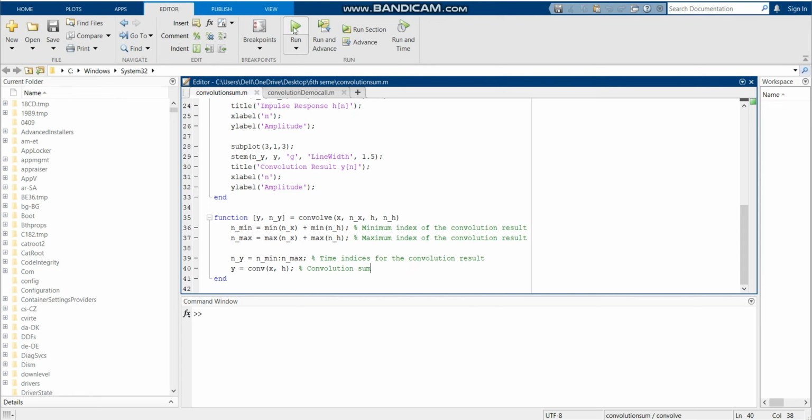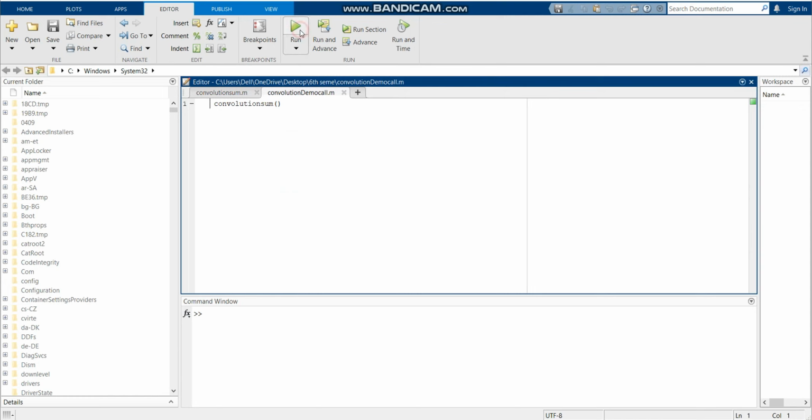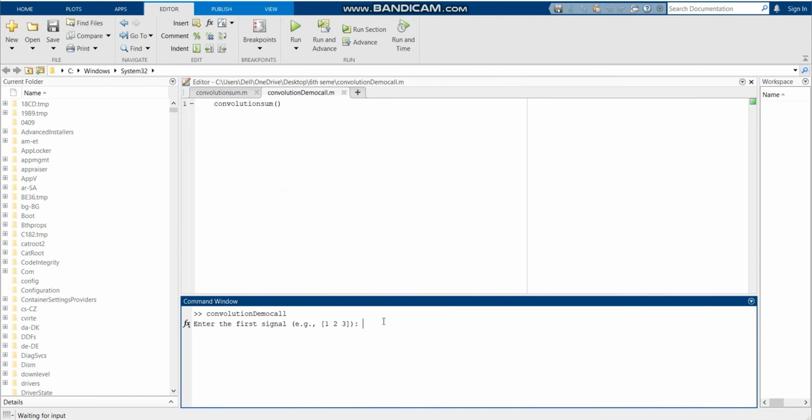Let us call the function. The command window asks for inputting the first signal. Let us enter a new signal, which is 1 1 1. Now it asks the user to enter the specific indexes for the signal: 0 1 and 2. Now entering the second signal, which is -1 -2 and 3, for example. And let us enter the specific indexes for this signal: 0 1 2.